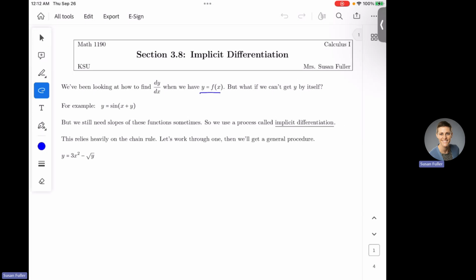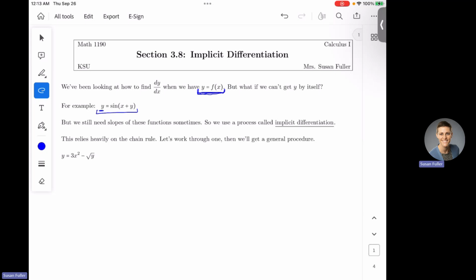In our traditional function notation, we can get y equals and get it all by itself, and have y equals a function with only x's in it. That's kind of our standard traditional explicitly defined function. But sometimes you won't be able to get y by itself. For example, take a look at this function.